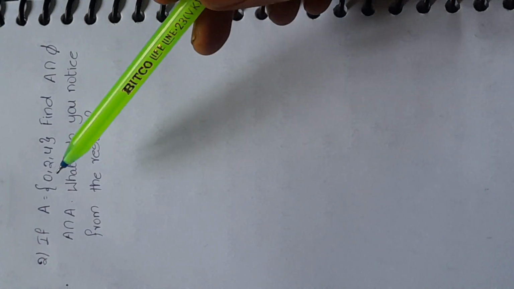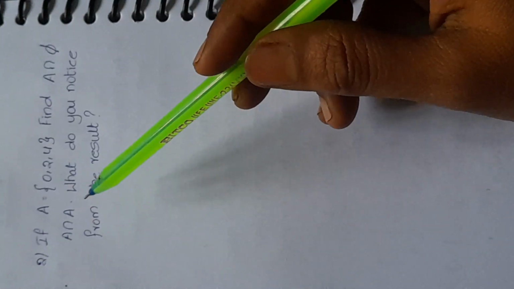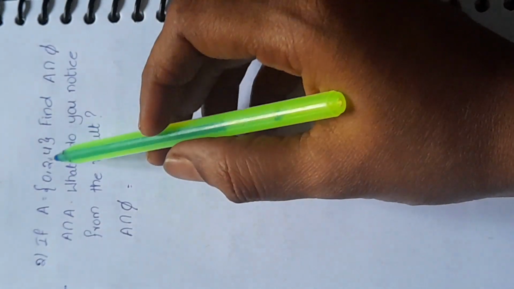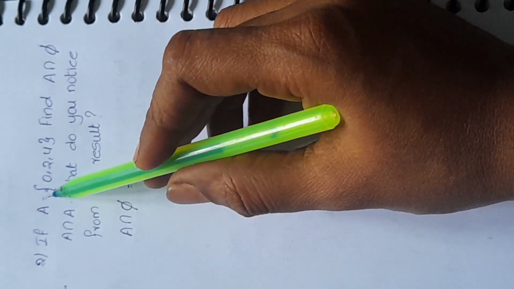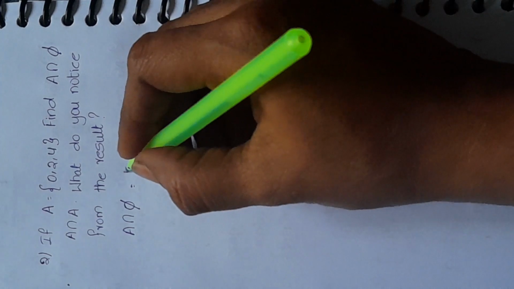The second question is, if A is equal to {0, 2, 4}, find A intersection the empty set and A intersection A. What do you notice from the result? A intersection the empty set: there are no common values between the set A and the empty set. So A intersection the empty set is also the empty set.